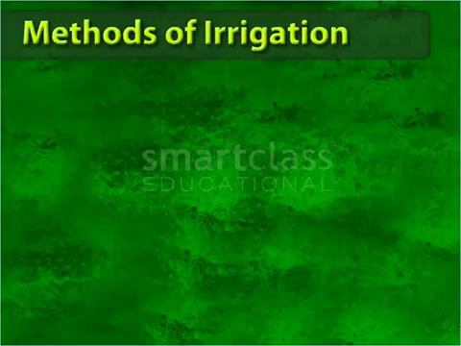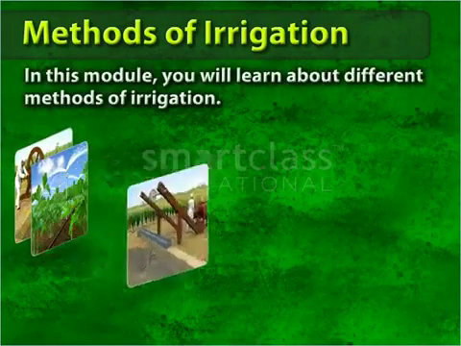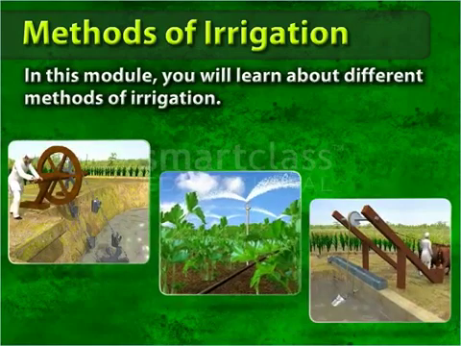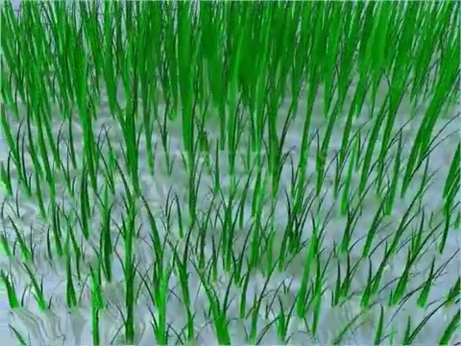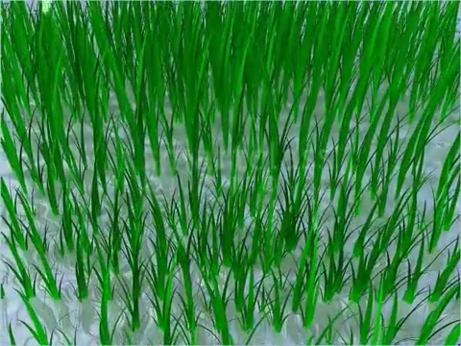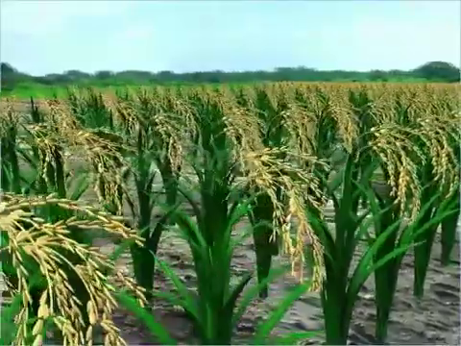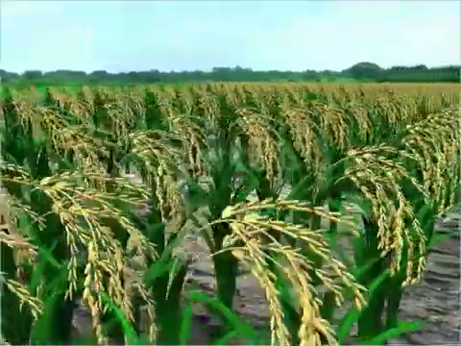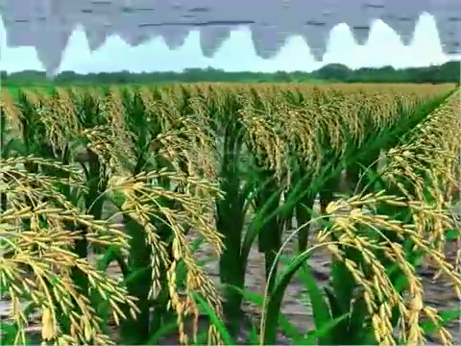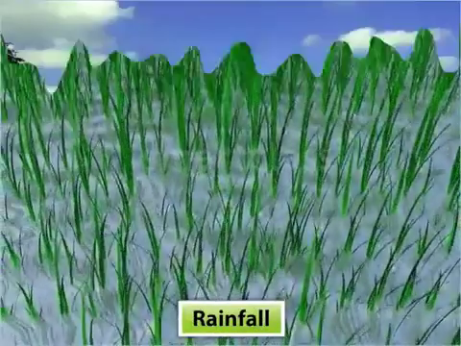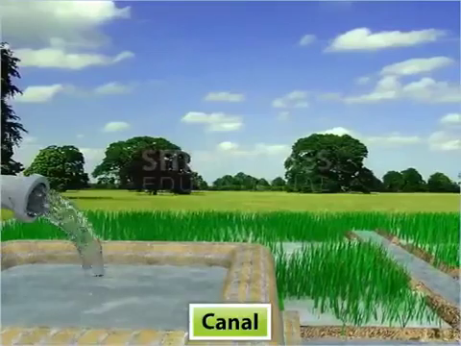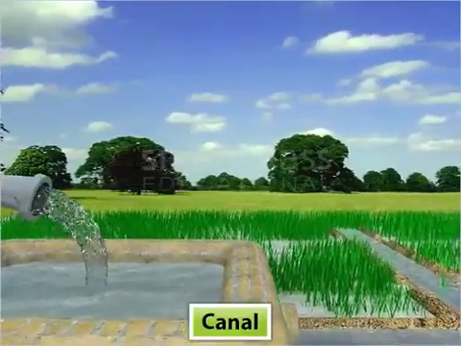Methods of irrigation. In this module, you will learn about different methods of irrigation. Water is essential for the germination and growth of crop plants. Water is supplied to agricultural fields either naturally through rainfall or artificially through canals or other systems.